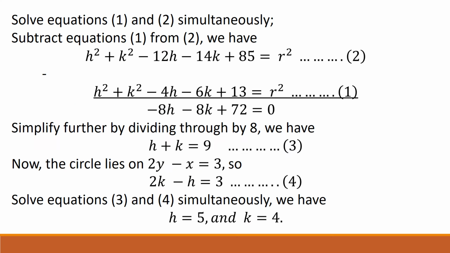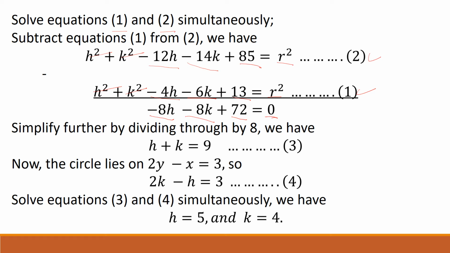So let's continue. Okay, continuing on this slide, we will solve equation 1 and equation 2 simultaneously. You can see it here. We are subtracting equation 1 from equation 2. So r squared minus r squared will give us 0. 85 minus 13 will give us 72. Minus 14k minus 6k is minus 8k. Then minus 12h minus 4h will give us minus 8h. Then k squared minus k squared will be 0. h squared minus h squared is also 0. So we have this remaining.